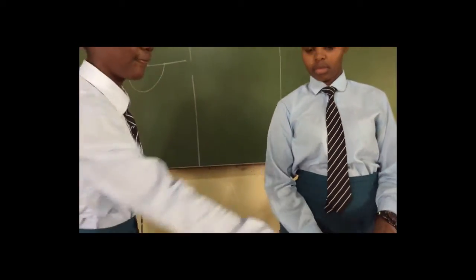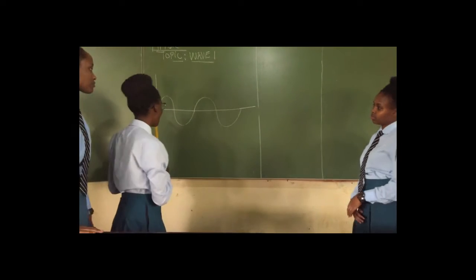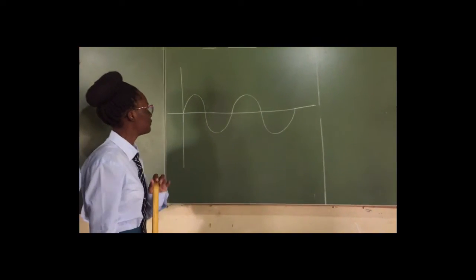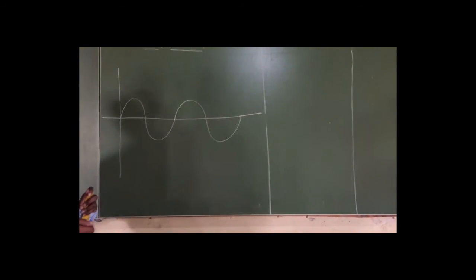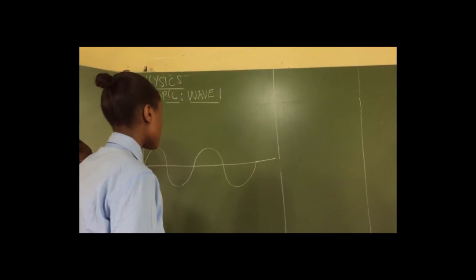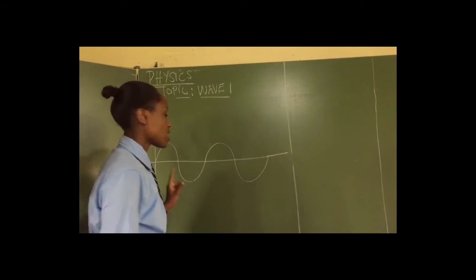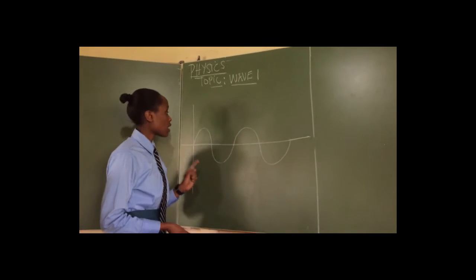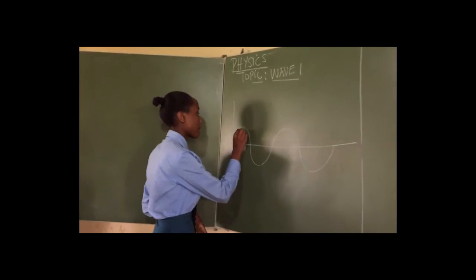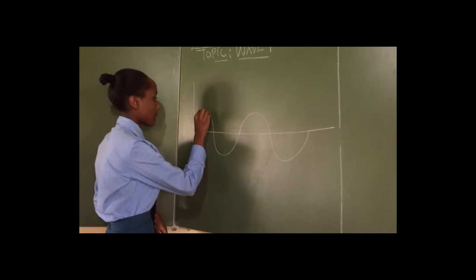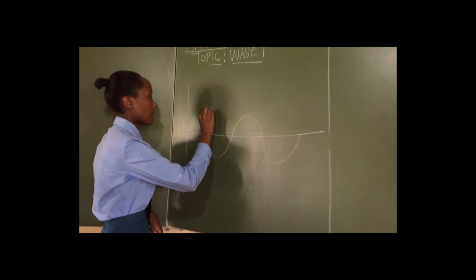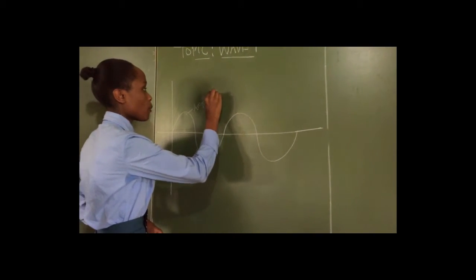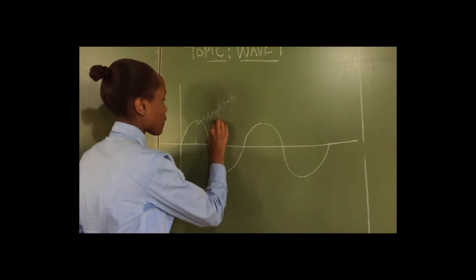We also have the transverse wave, where the vibration is perpendicular to the wave travel. In waves, we're going to focus mostly on transverse waves. In transverse waves, we have the amplitude, which is the maximum displacement on either side, and its SI unit is meters.